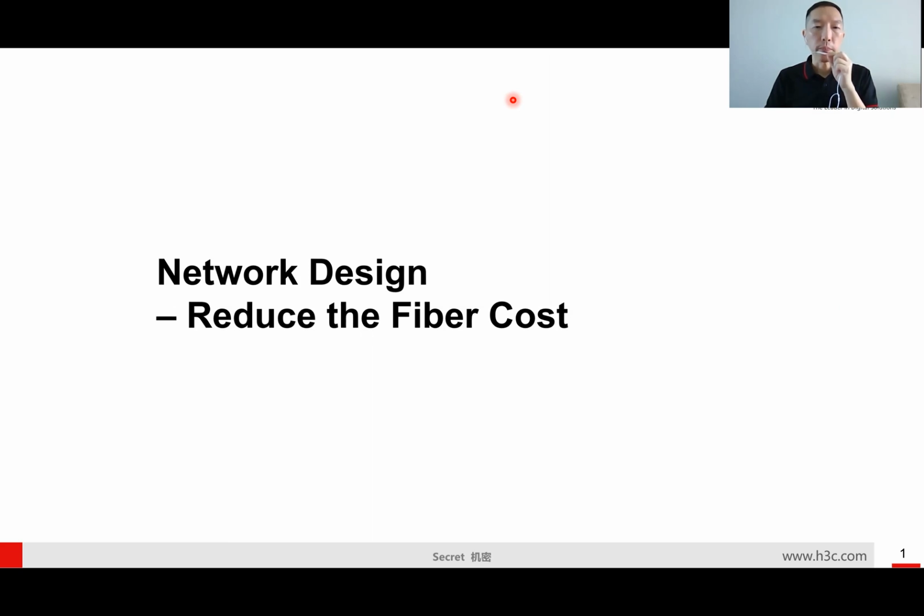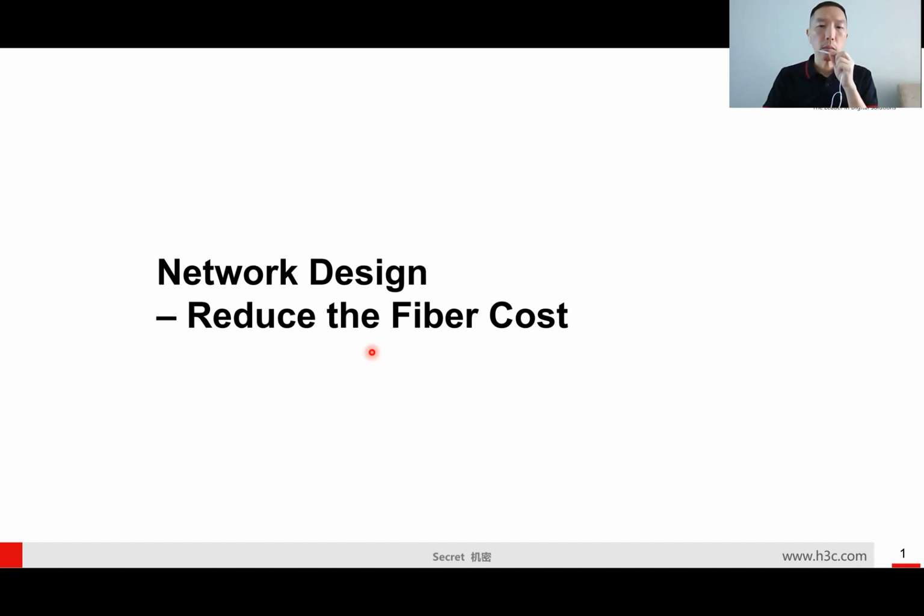Everybody knows that when you deploy network infrastructure, other than calculating the hardware equipment you have to buy, you also need to take into consideration the fiber that you need to lay in the infrastructure. Sometimes if you need to lay very long distance fiber cable, the cost will be very high. So this week, I'm going to share something about network design: how to reduce the fiber costs.